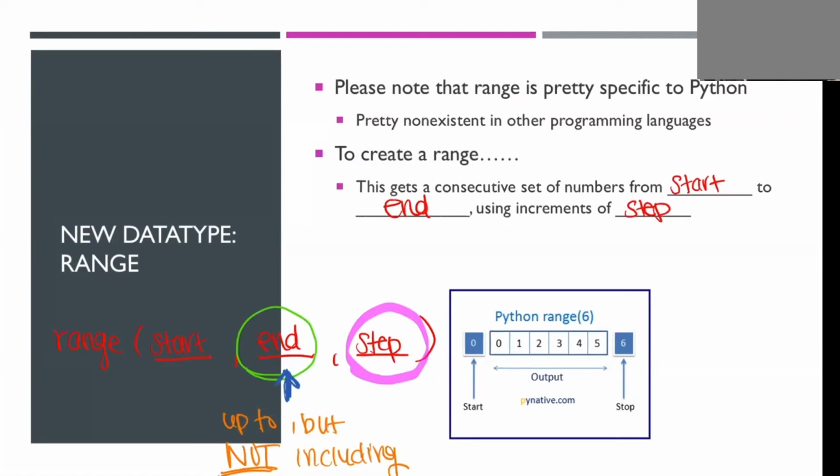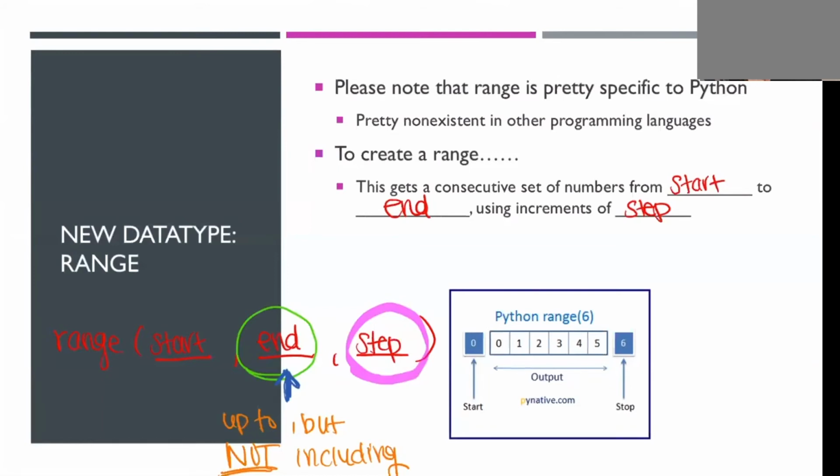Step is your increment. So if your step is 2, you want to go in increments of 2. So if you start from 0 and your step is 2, you have 0, 2, 4, 6, 8. If your start is 0, but your step is 5, then you have 0, 5, 10, 15, 20, and you just keep going all the way up until you get to end, but you don't include end.